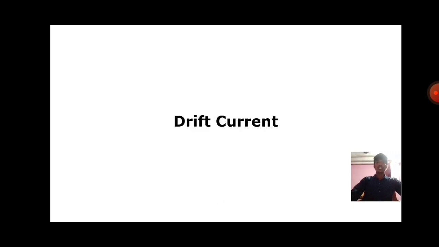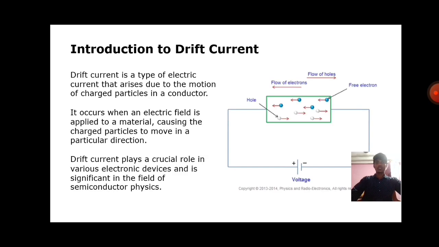Now I want to explain about drift current. Introduction to drift current. Drift current is a type of electrical current that arises due to the motion of charged particles in a conductor. It occurs when an electric field is applied to a material, causing the charged particles to move in a particular direction. Drift current plays a crucial role in various electronic devices and is significant in the field of semiconductors.